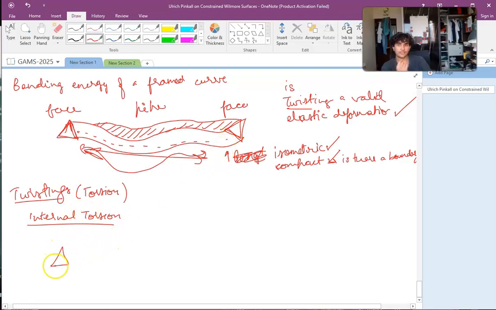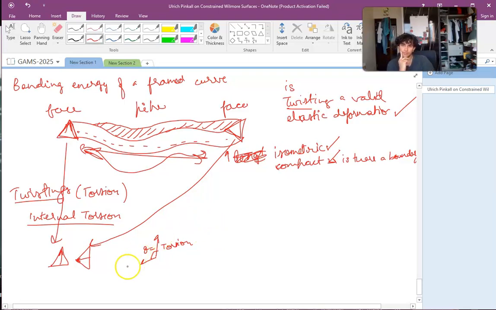So I'm going to take this face from here. Then I'm going to take this face that looks like this, and I'm going to measure the angle between them. So if this is facing upwards, this is facing like this after rotation. And so I measure its angle, and theta is your torsion. Okay, cool.